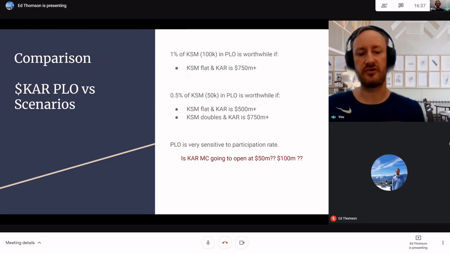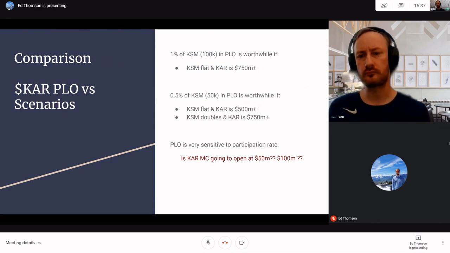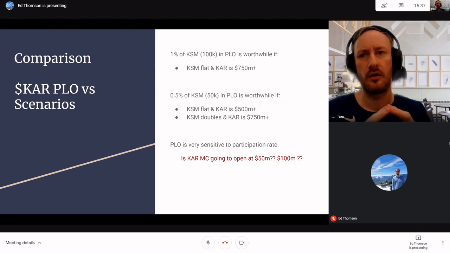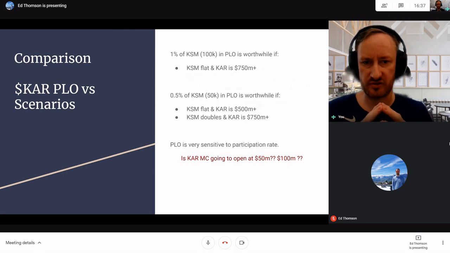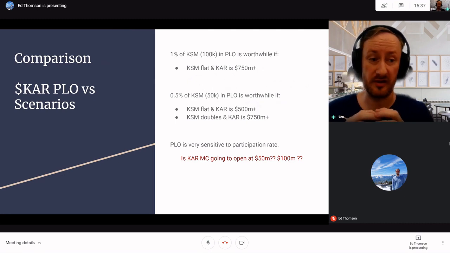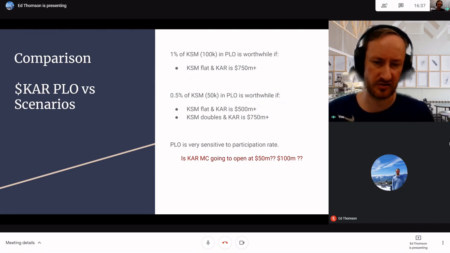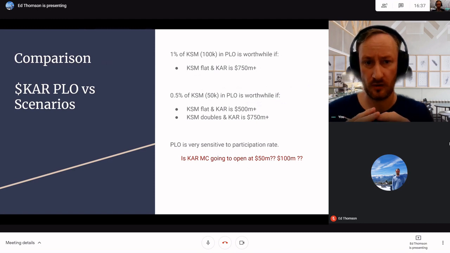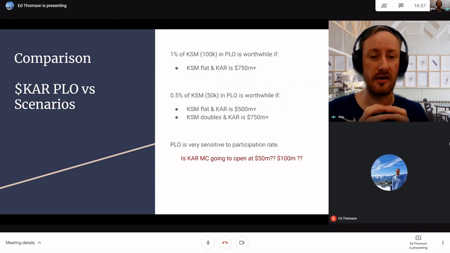So here are a couple of results from my spreadsheet. I basically figured that if there's a 1% participation rate, which is actually 1/10 of what people expect, so people are expecting a 10% participation rate. If it's only 1%, so therefore there's only 100,000 KSM following this PLO, then the PLO is worthwhile if KSM is flat and the market cap is 750 million or more.